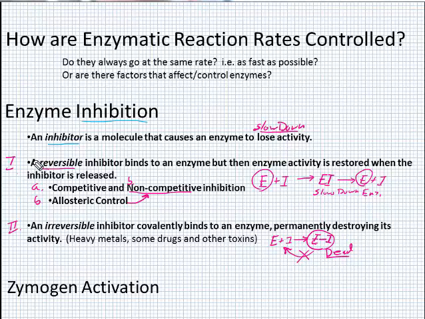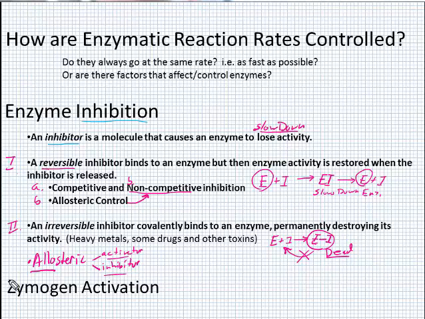So we can change the rate, either speed it up or slow it down, by these inhibitors or allosteric effectors that I talked about. Sometimes you'll hear allosteric inhibitor. Remember, allosteric just means other site. So allosteric control could be an activator, or it can be an inhibitor. It depends. There's some of each. Some speed it up, some slow it down.